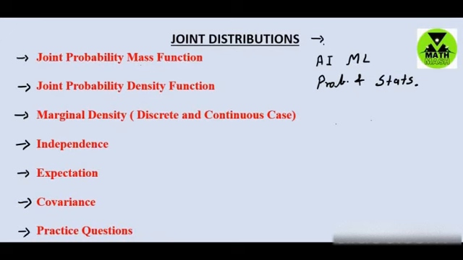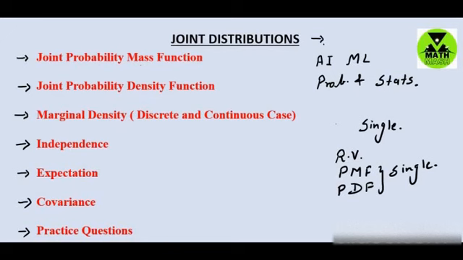So now, if you are not confident enough in the concept of a random variable and the probability mass function and density function in the context of a single random variable, I suggest you first watch these videos based on the topic random variable, probability mass function and probability density function in the context of a single random variable. I'll put the links to these videos in the description box. Please find these links and go through these videos first. Only then you will be able to understand the concept of joint distribution more clearly.